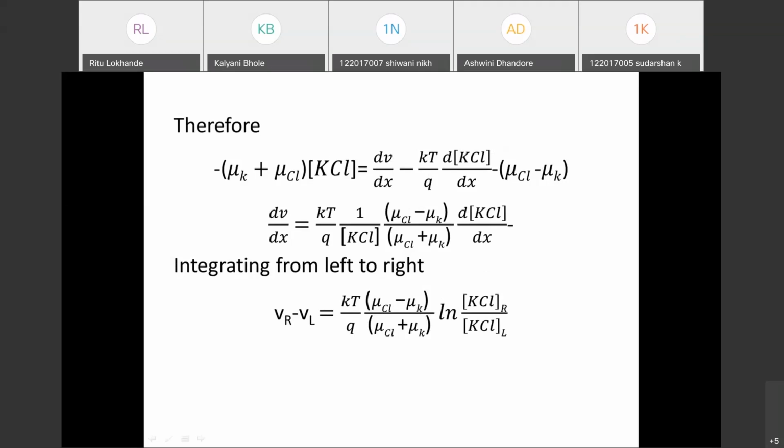Is it clear? Do you have any doubt, guys?